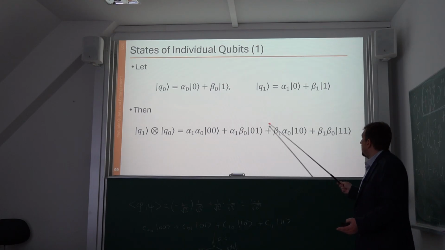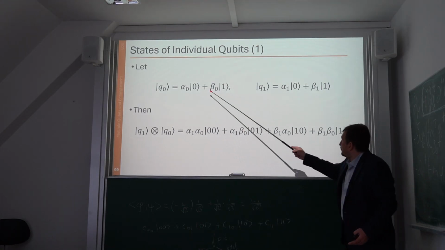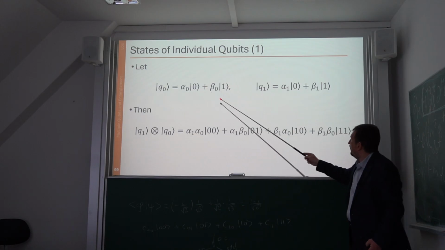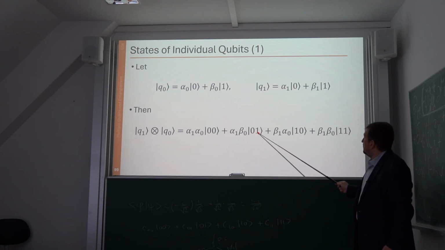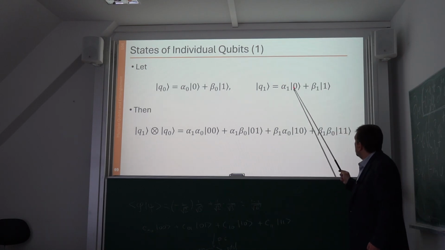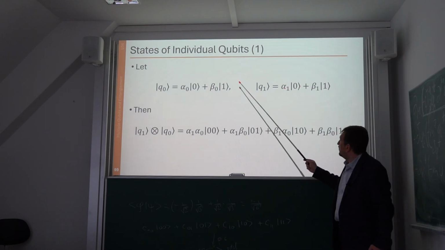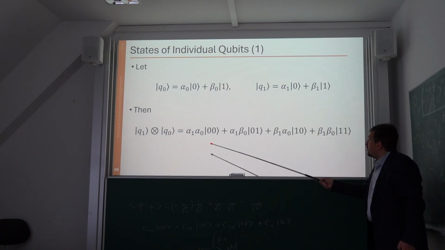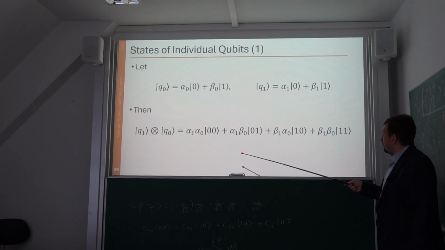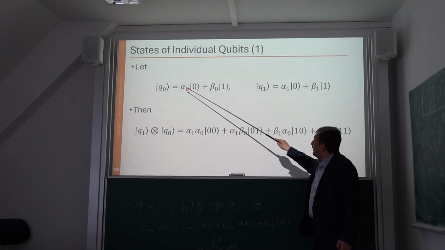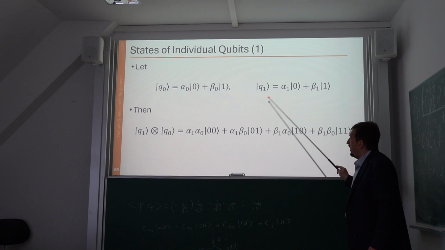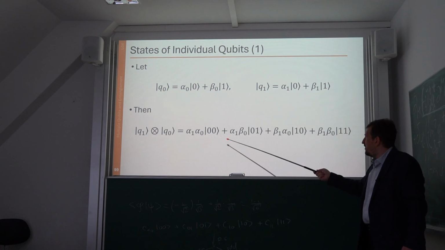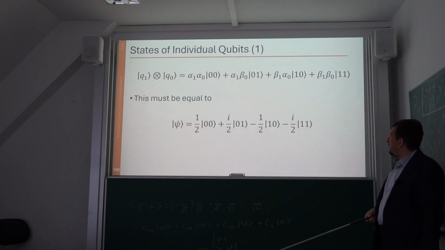So I will have 4 terms that correspond to 0, 0. Here I have this product of coefficients alpha 0 and alpha 1. This is the 0, 1 term. Here I take this 0 from qubit number 1 and 1 from qubit number 0, and so on. So this is the state of two qubits, and depending on these variables alpha and beta, I may have many different representations, many different states written in the computational basis.